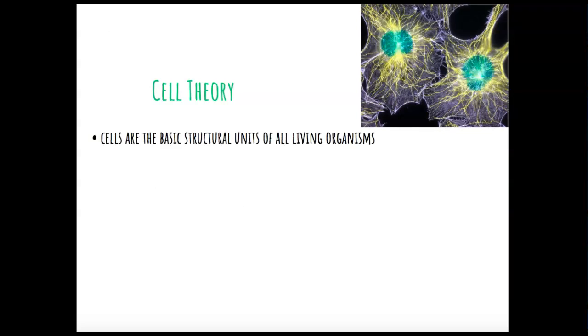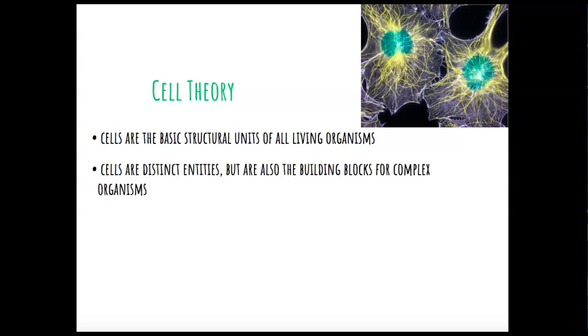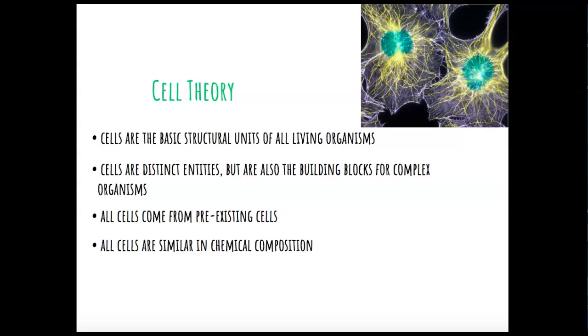The first is cell theory. This is the theory that cells are the basic structural units of all living things. Cells are distinct entities, but are also the building blocks for complex organisms. And all cells come from pre-existing cells. This I believe you should have covered in Bio 181, but these are the basic units of cell theory, as well as all cells are similar in chemical composition, and most of the chemical reactions of life occur within cells.